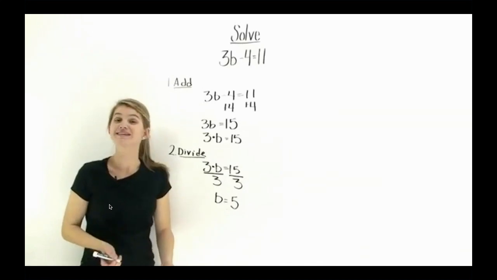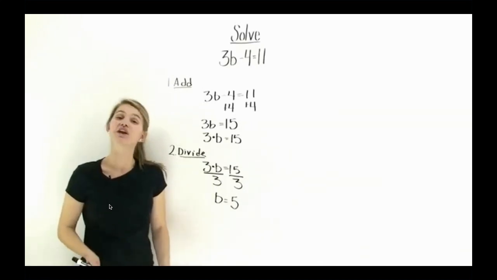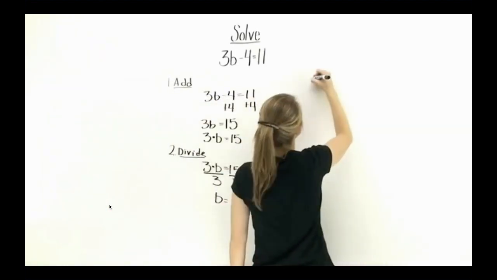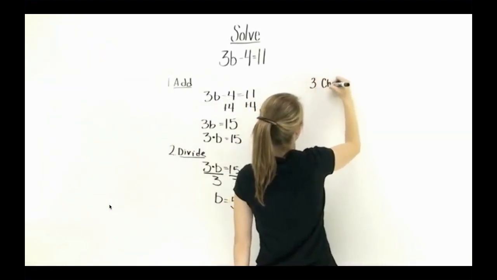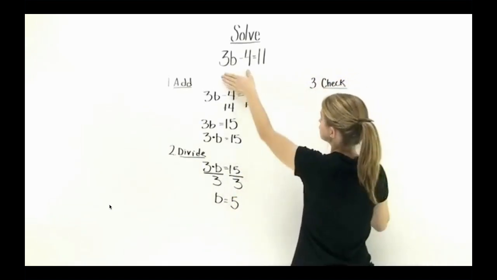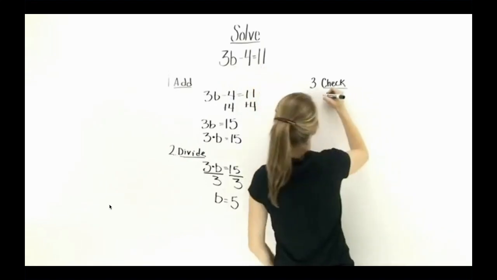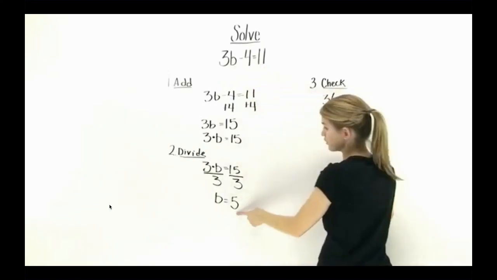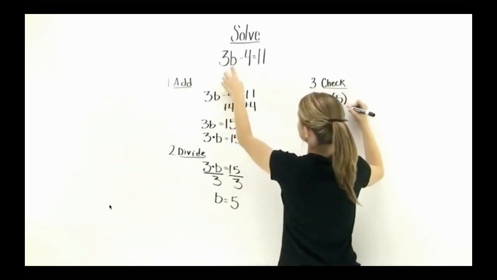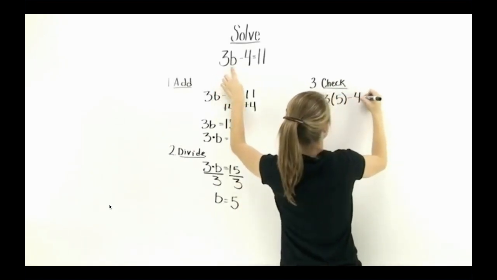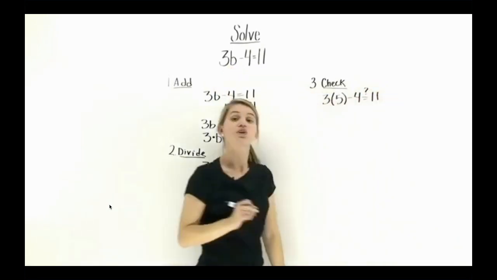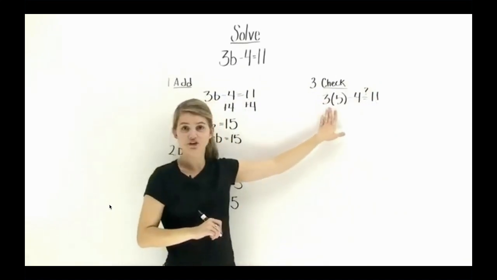But just to make sure we didn't make any mathematical errors, it's a good idea to always check our answer. So if we want to check this answer, what we can do is we can check it in our original equation. We want to make sure when b is equal to 5 that this does in fact equal 11. So instead of writing b, we're going to write our value 5. 3 times 5 from 3 times b minus 4, and we want to know if this does in fact equal 11. Using order of operations, we need to multiply first.